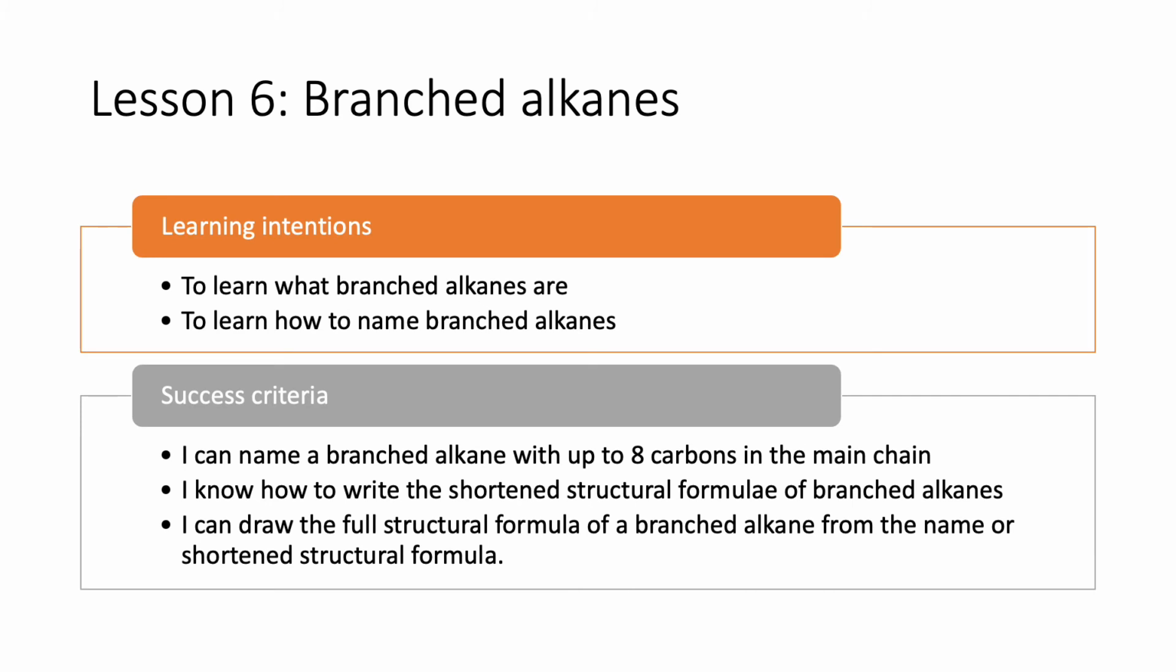In this lesson, we will learn what branched alkanes are and how to name them. By the end of this lesson, you should be able to name branched alkanes with up to 8 carbon atoms in the main chain and write the shortened structural formula of branched alkanes. You should also be able to draw the full structure from the name or the shortened structural formula.